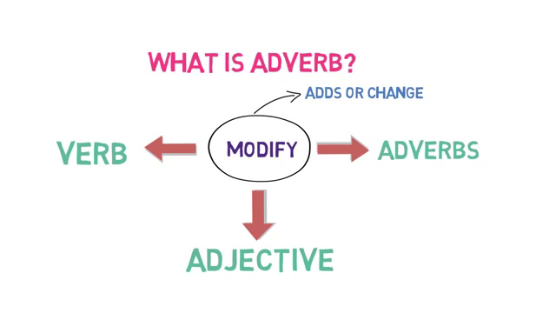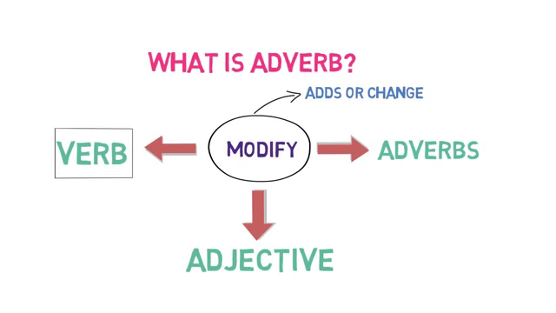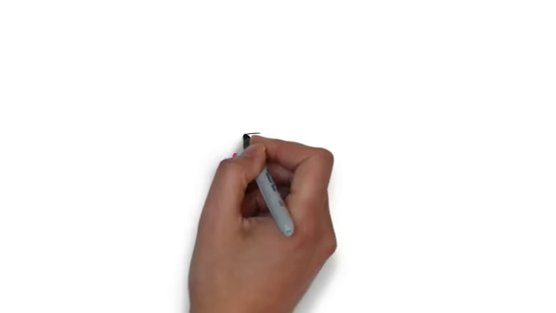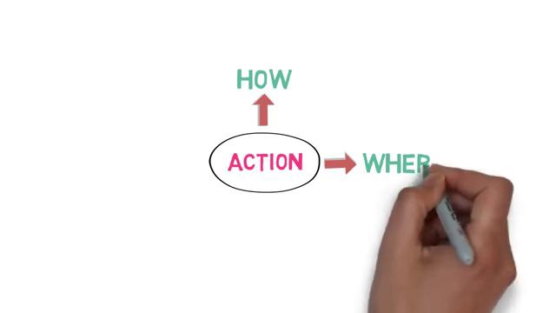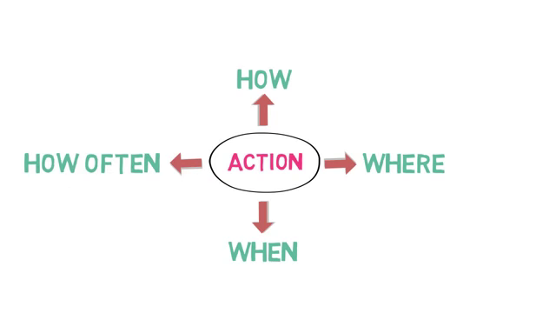How does an adverb modify a verb, or we can say an action performed by the subject? There are 4 ways in which an adverb modifies or describes the action. Firstly, how an action is performed. Secondly, where the action is performed. Third, when the action is performed. And fourth, how often or frequently the action that we are talking about is performed. Now let's see some examples of each.